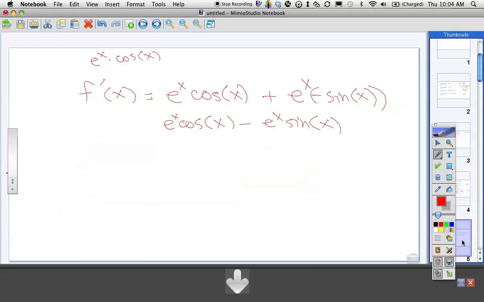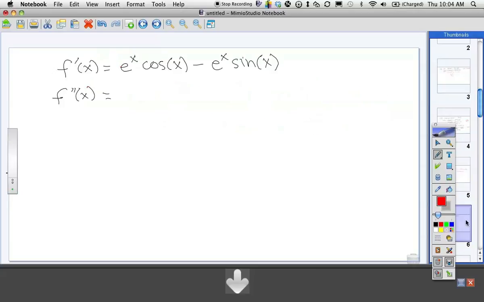For part C, let's see, yes. Okay, for part C it wanted inflection points. What do you need for inflection points? Second derivative. Well, here was f prime. How are we going to do f double prime?